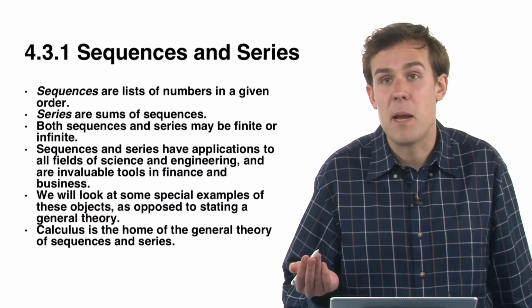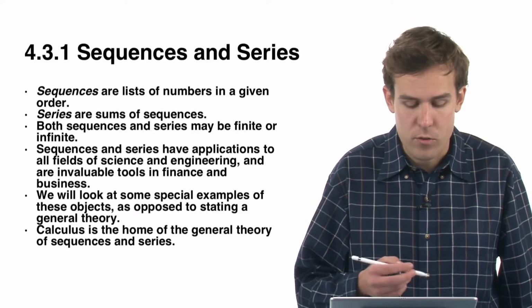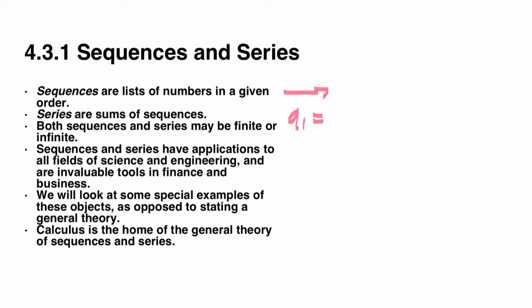A sequence is just a fancy name for a list of numbers. The list does have a particular order. So sometimes we write things like A1 equals 1, A2 equals 3 halves, A3 equals 2, we could say A4 equals 5 halves, and so on. And we could generate a list of numbers this way, but the order does matter, which is why we have this subscript here, this 1, 2, 3, 4, and it tells us the order our numbers come in.